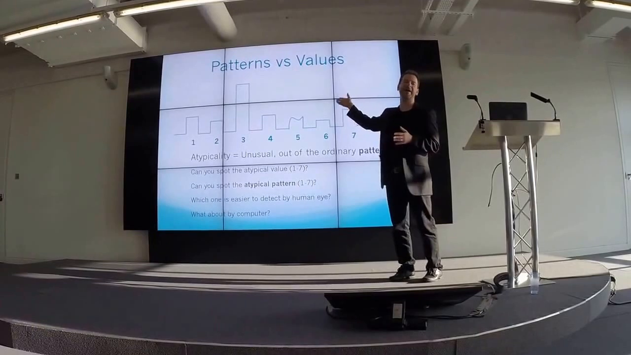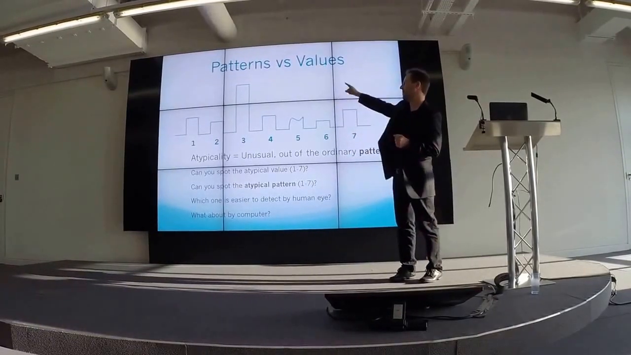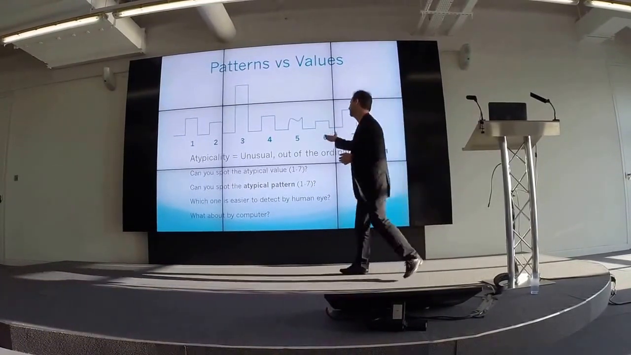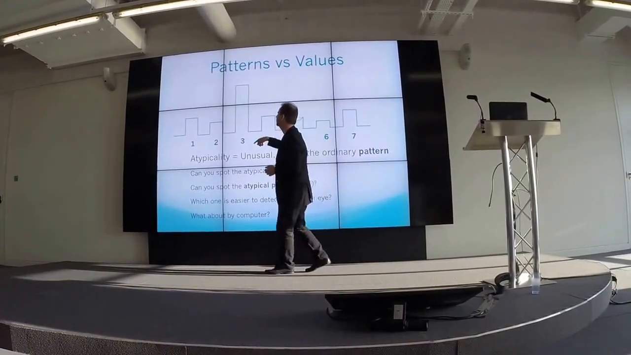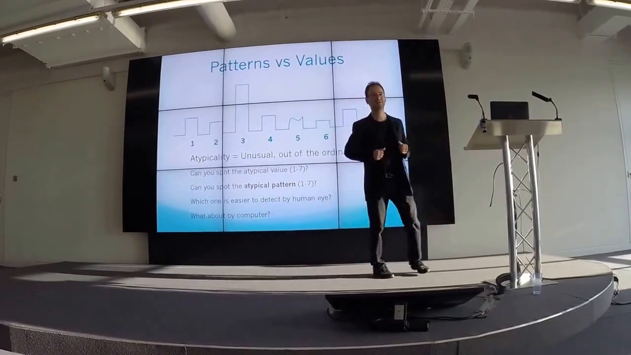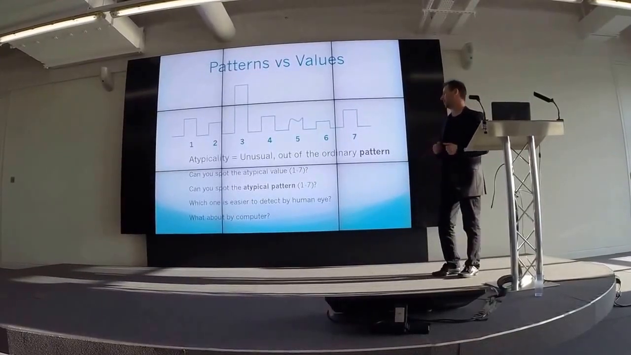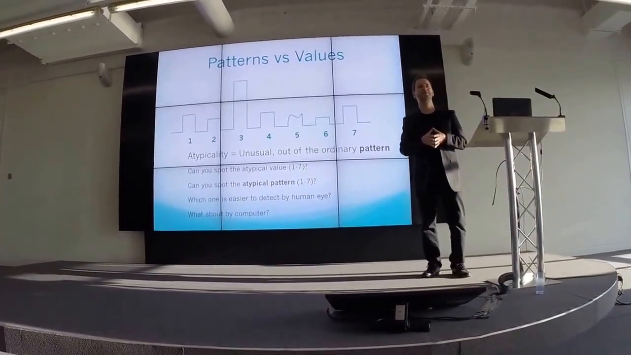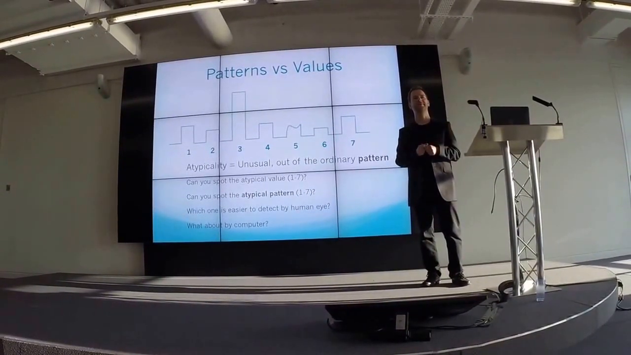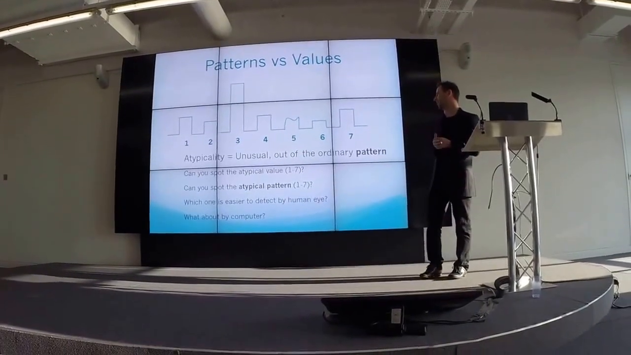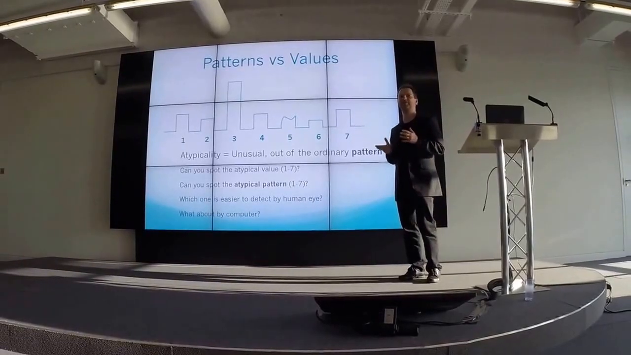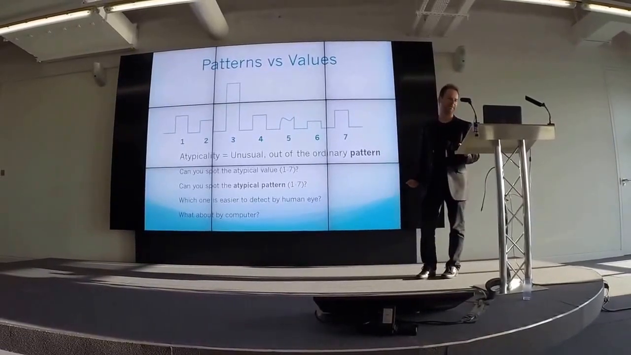So 3 is atypical values, but the pattern is the same as almost everything else. So 5 is the unusual pattern because it does this thing. 3, the pattern is the same, it's just the value that is different. Which one do you think it's easier to detect by computers? 3 or 5? 3. Okay. So you already see what the challenges start to become when you're trying to find atypical patterns.